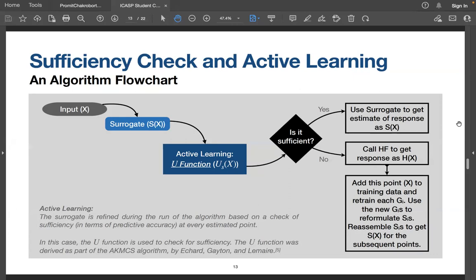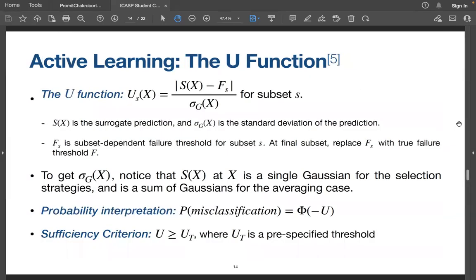However, if the U function says that the surrogate is not sufficient at the point, then we call the high fidelity model and use h of x as the response at that point. And then we use this extra data to retrain as many of the Gaussian process correction terms as we need, which helps us to refine the surrogate for future use. The U function was introduced as part of the AKMCS algorithm by Echard, Gayton, and Lemaire, and has the following form, where S is the well-known surrogate prediction, the surrogate that we have defined, sigma is the standard deviation of that prediction, and F sub S is a subset-dependent failure threshold as chosen by the subset simulation algorithm itself.